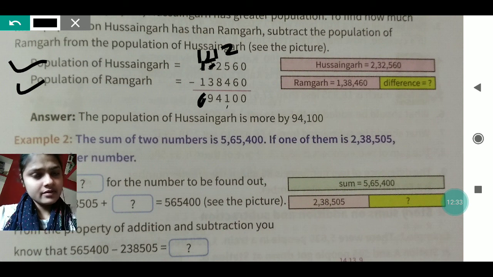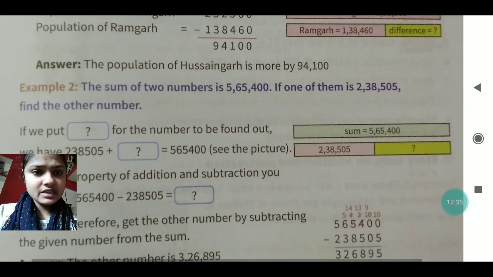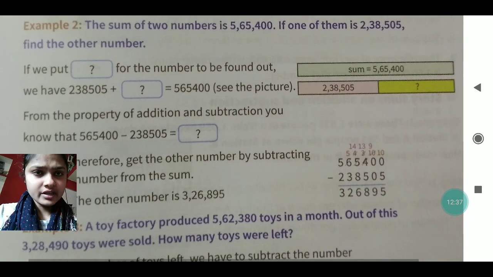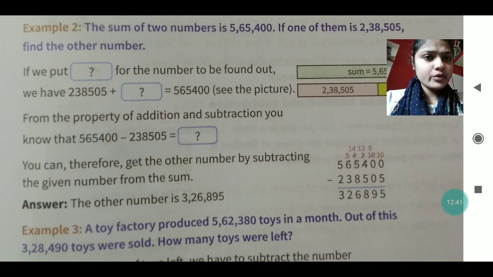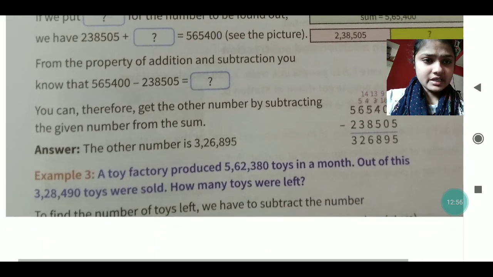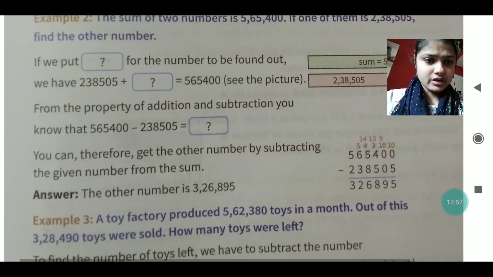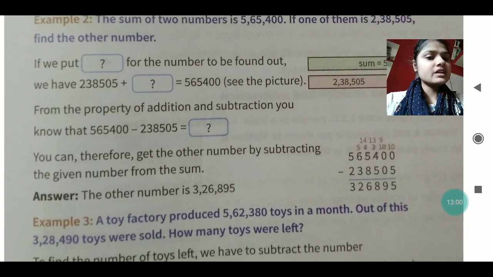Okay. Then Ramgarh. In the same way this question also has been written, you can see. In this kind of questions you used to face problems. The sum of two numbers is given, the same kind of question which we have discussed earlier. One of the numbers is given, so it's very easy. You will write the sum of two numbers, and one of the numbers. When you subtract those two, you will get the other number.